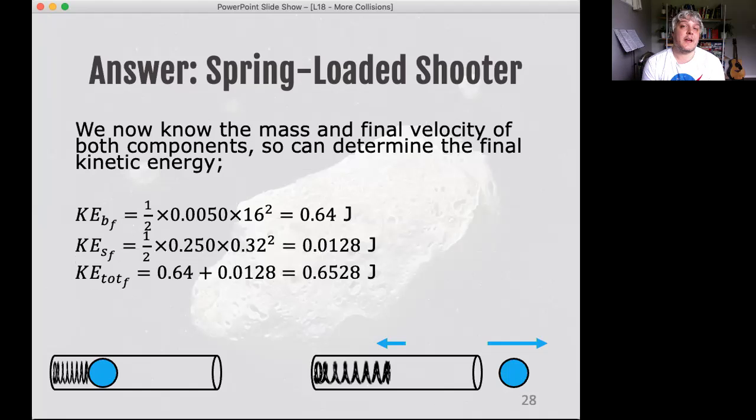We now know the mass and final velocity of both components, so we can figure out the final kinetic energy. That is just half mv squared for each component. So you can see, firstly, I've done the ball final, and it's 0.64 joules. Shooter final is 0.0128 joules. That gives us a total final kinetic energy of 0.6528 joules.